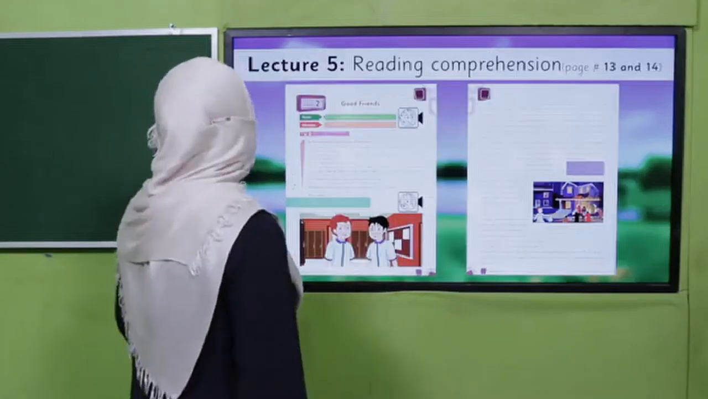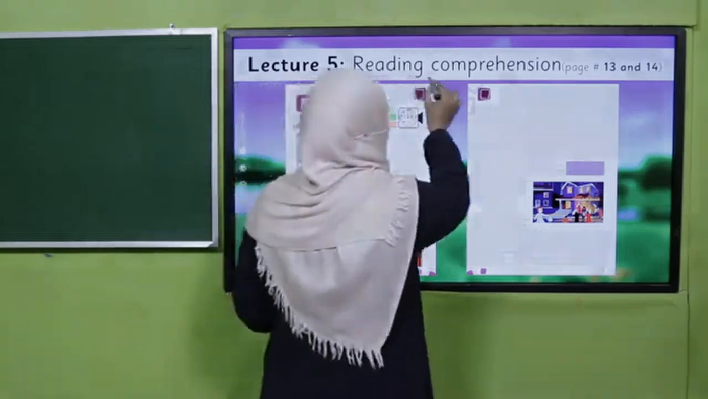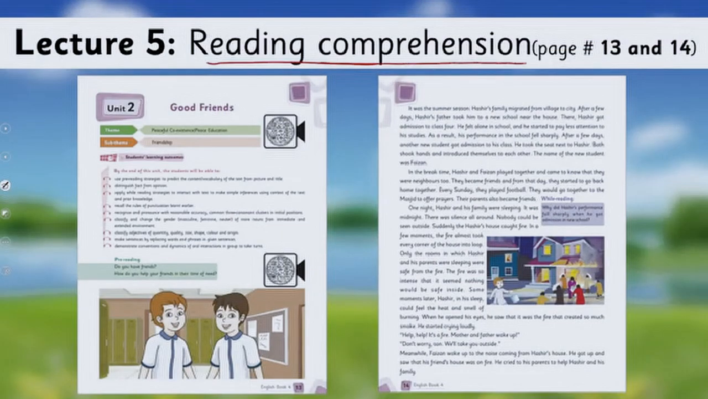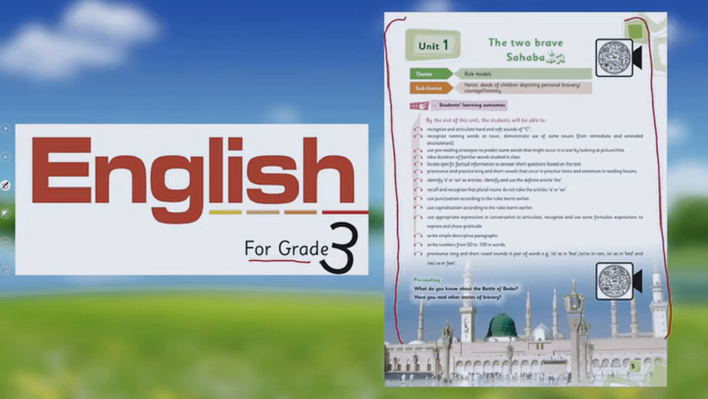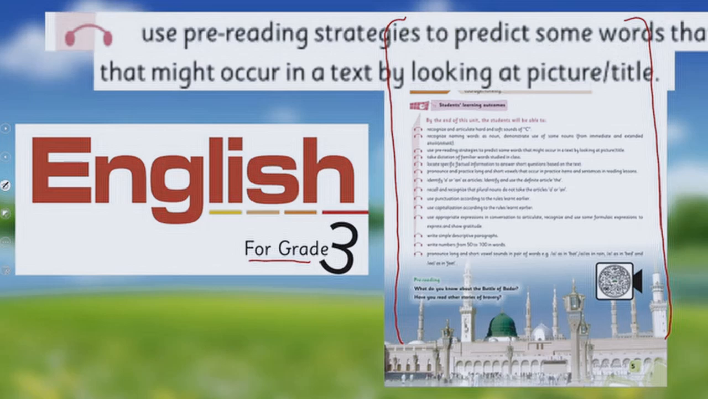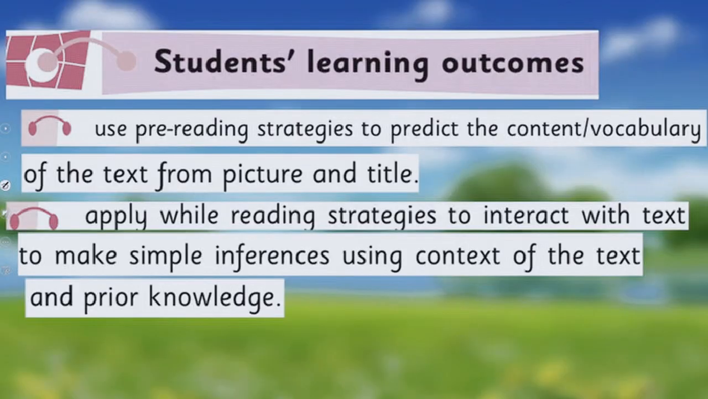Yes, my dear students, today we are going to read and answer a few questions from the lesson, and we'll cover page number 13 and 14 of your book. Before this, in English for grade 3, I have already taught you how to predict text by looking at pictures and title. I hope you remember these pre-reading strategies to predict some words by looking at pictures and title.